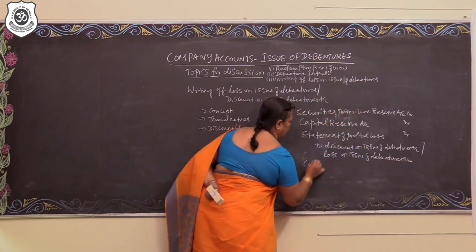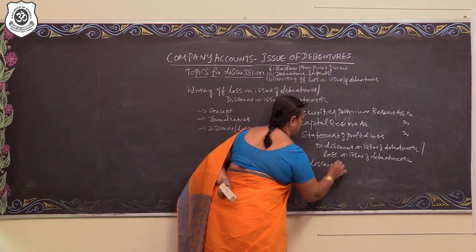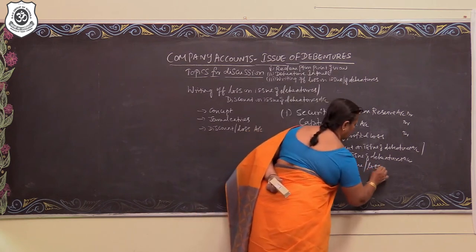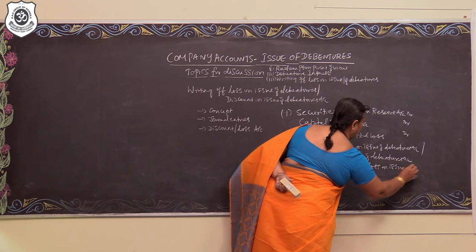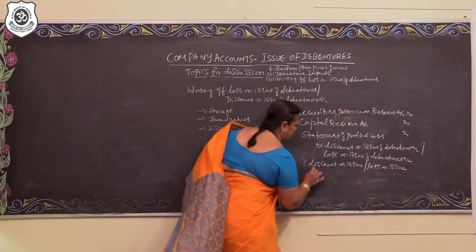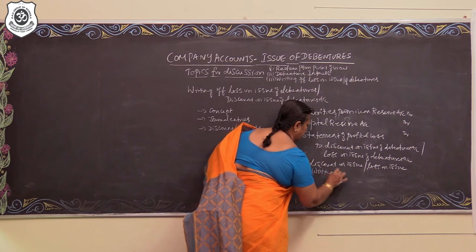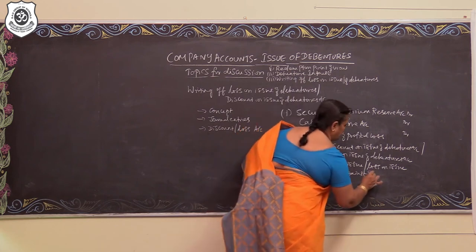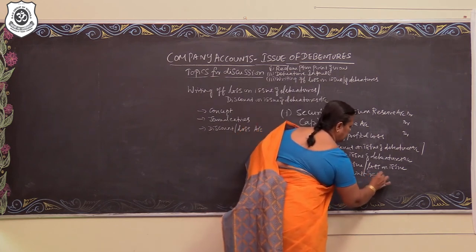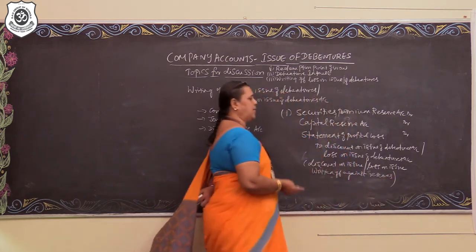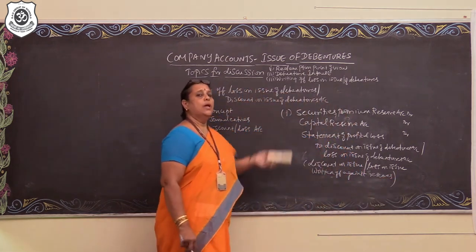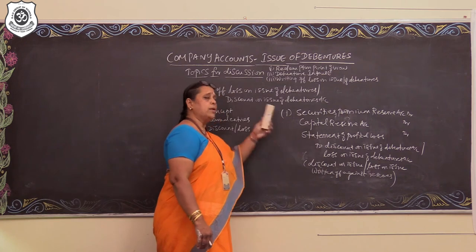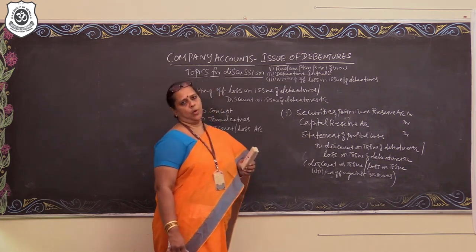So, narration will be: discount on issue or loss on issue written off against securities premium reserve or against reserves. Let us put it this way, because we will be having securities premium reserve as a primary source. If securities premium is not sufficient, we are going to make use of the capital reserve. If these two are not sufficient, we are going to make use of statement of profit and loss.